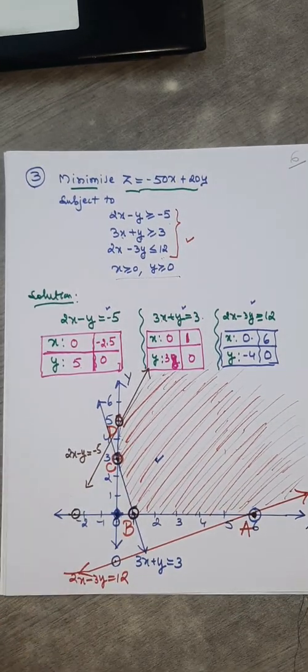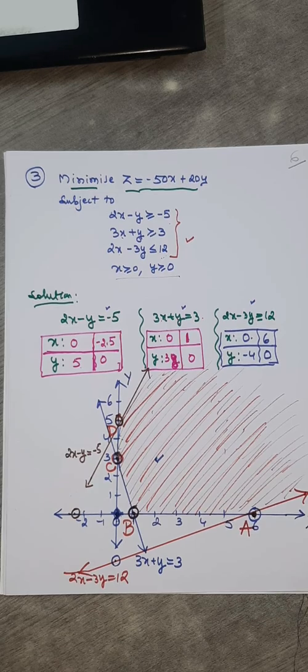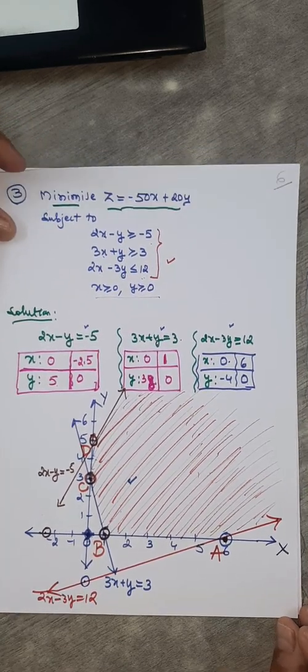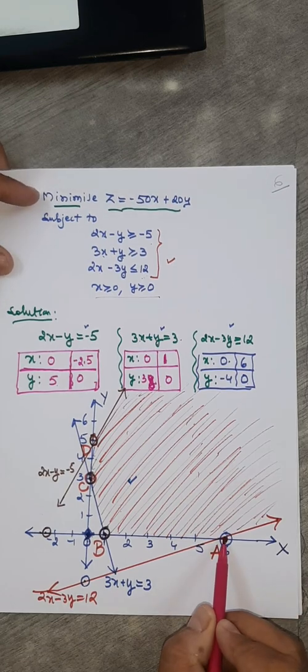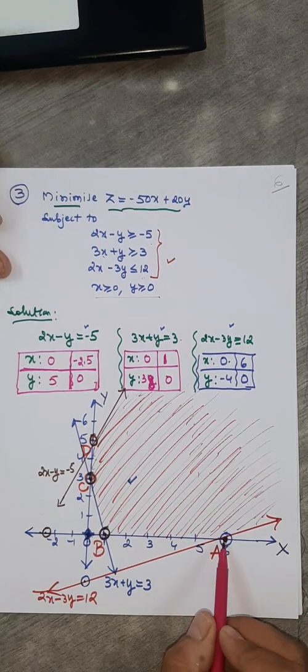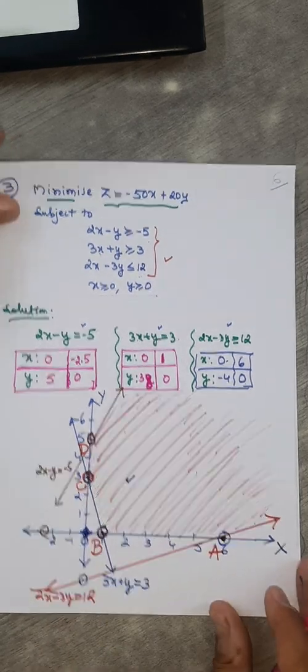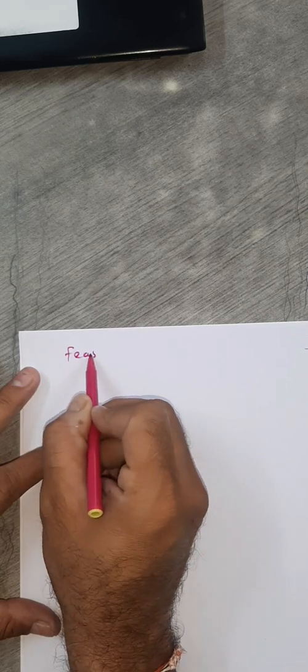You can write coordinates of all these four corner points very easily. Clear? I hope this much is clear to you, right? Corner points are important, otherwise your solution will be wrong, remember. A, B, C and D. This is an unbounded region.